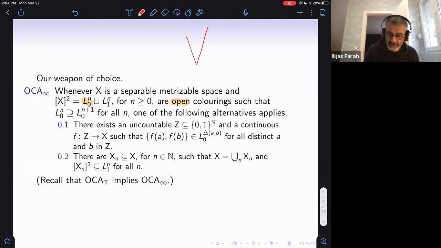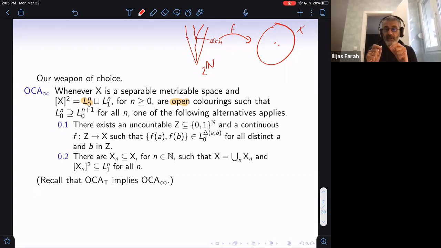Alternative number 1 says that there is a function f from the Cantor set, 2 to the n. I'm writing 2 for the set 0, 1, right? It was von Neumann's idea after all. So f maps an uncountable subset of the Cantor set into X. And for any two elements of that set, the closer they are, namely the bigger the delta of those two elements is, the closer their images are in the sense of these open partitions. So the closer the points are, the smaller the open bit, the higher the index is that those 2 points belong to.